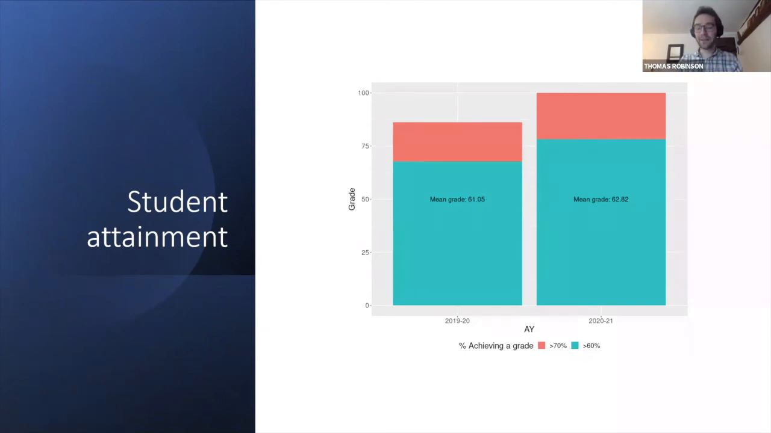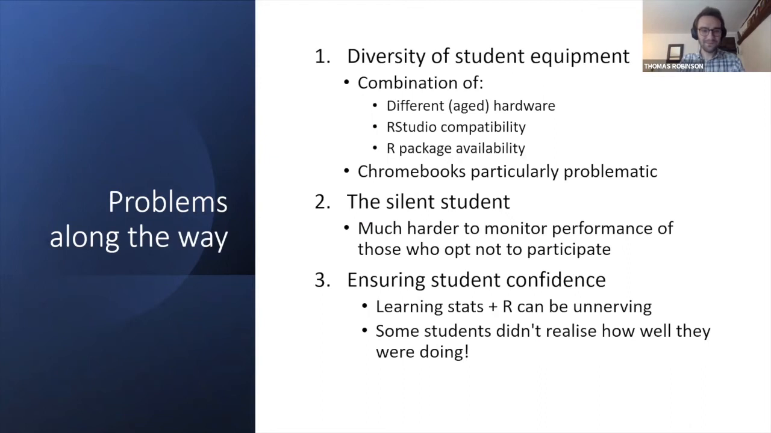So our main takeaway in terms of attainment was that we did no harm, and we potentially did a little bit of good, particularly for students who were really keen and enjoyed the programming aspect of the course. But we weren't without some problems along the way.